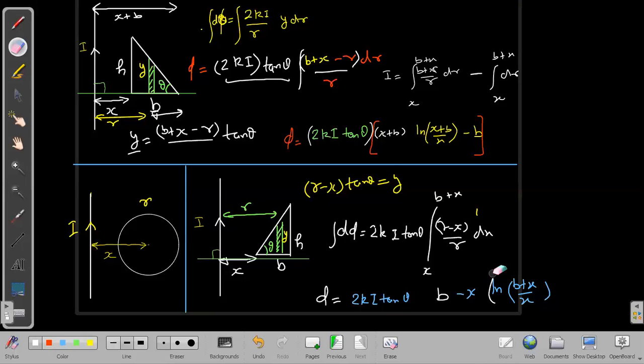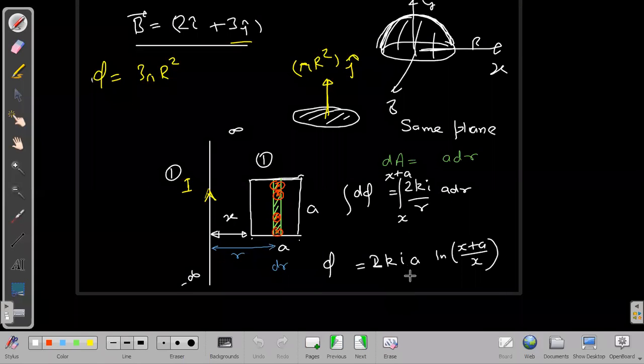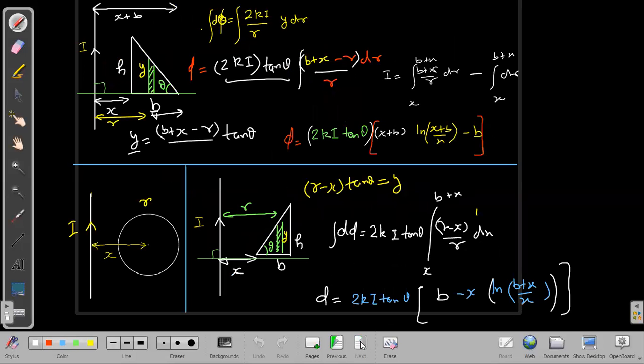Right, then this only at last. And what about this, sir? This whole is another bracket. Yes, sir, right. This only we are getting. Is it somewhat related to the square or somewhat different? How much different and how much related? 2kI b, I am thinking of it as b into log of (x plus b) by x.